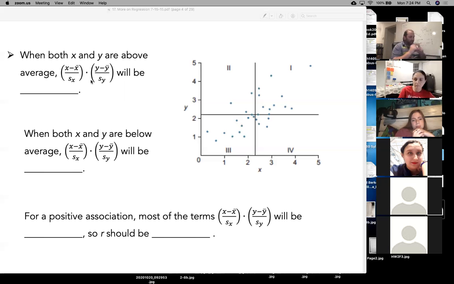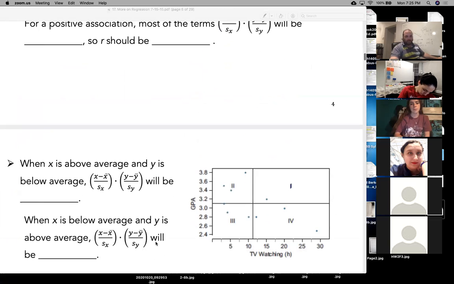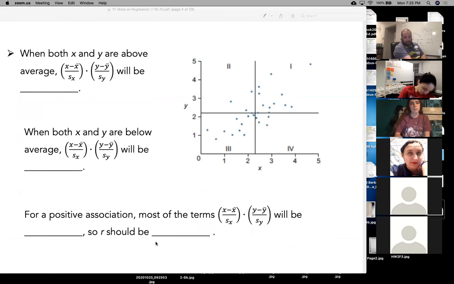Remember, when they're both above average or both below average, in both cases, when we're like this and you have lots of them here and lots of them here, and when I multiply and add, I expect to get a positive number, correct? Yes. Okay. So for a positive association, most of the terms will be positive. So R should be positive, right? So then when do we get a negative? Well, if it's a negative correlation, then instead it's going to look more like this, right?